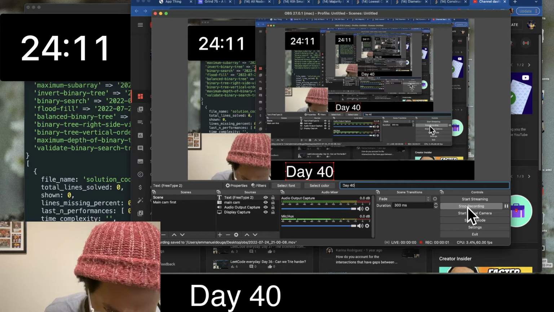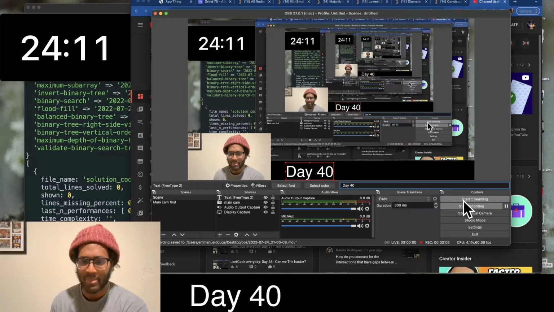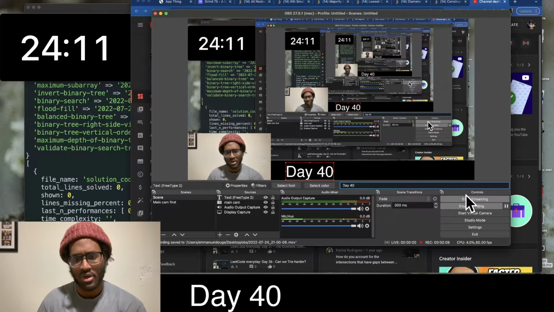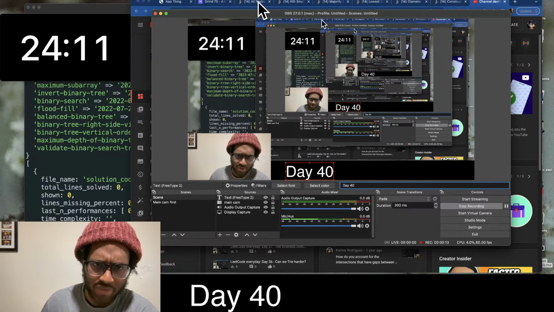We are back once again. This is day 40 of LeetCode every day. I actually was doing problems earlier, but I forgot to hit the button. So we actually already fried quite a few problems.